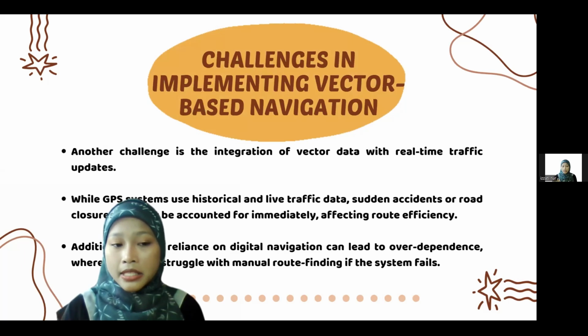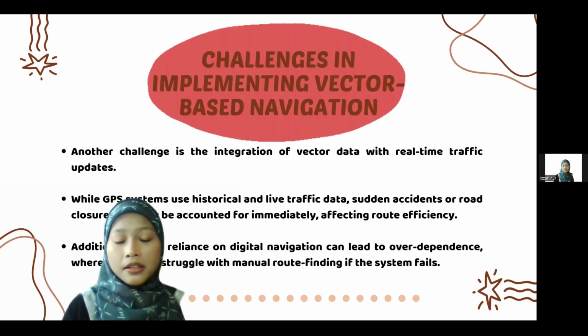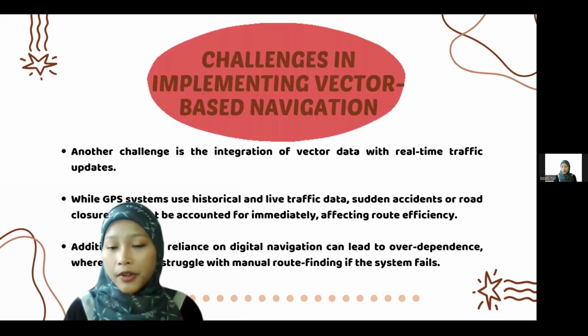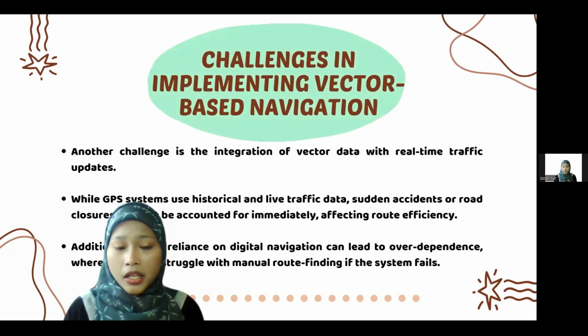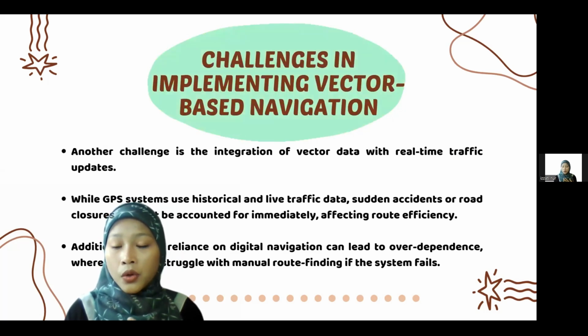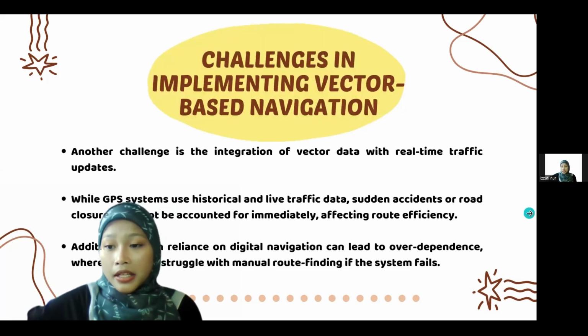where users may struggle with manual route finding if the system fails. So here it tells that GPS maybe can tell you the live traffic data, but it cannot tell you if there's a sudden accident or a sudden road closure. The GPS cannot tell us because it happened suddenly.